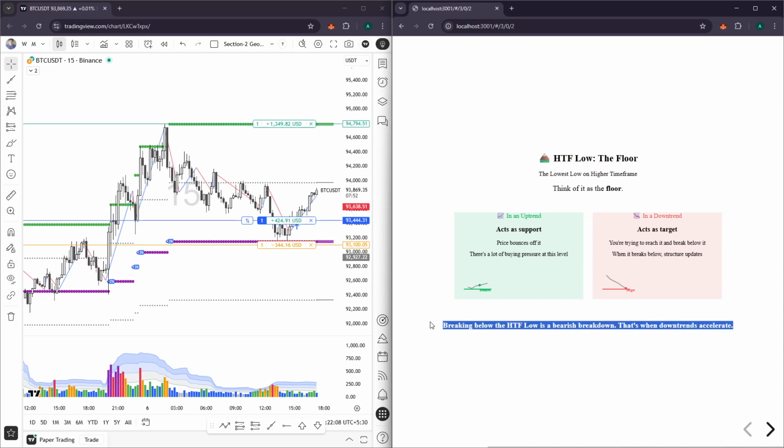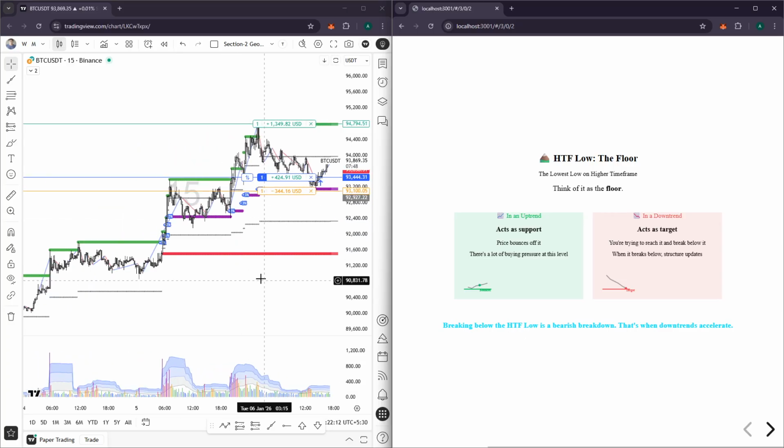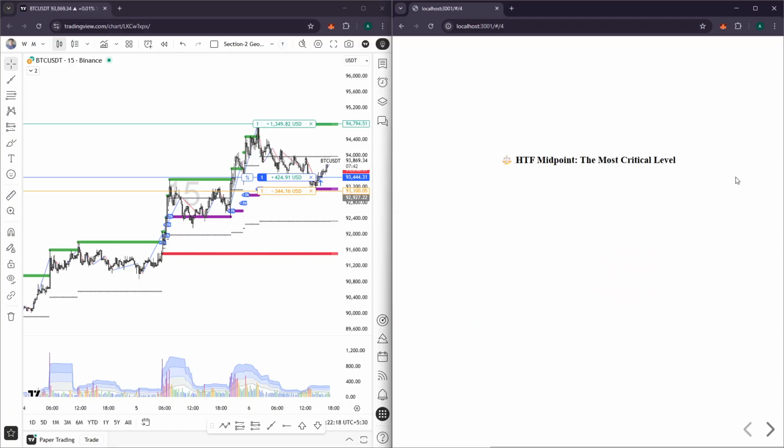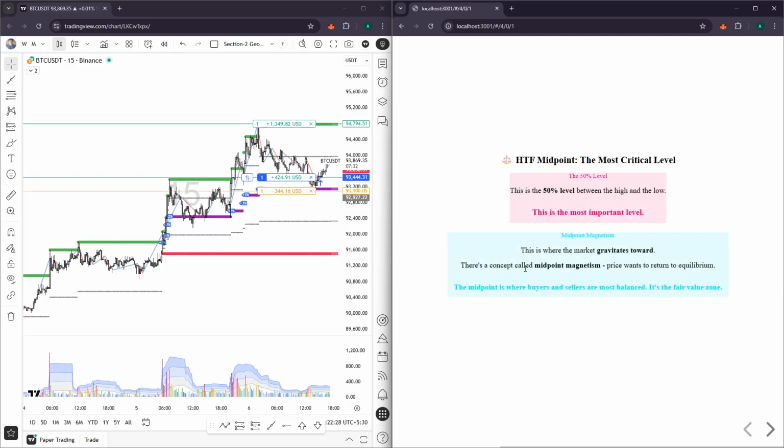That's what we talked about. So when breaking below this HTF low is a bearish breakdown, and that's when downtrends accelerate. Okay, so let's talk about the HTF midpoint, the most critical level. This is the 50% level between the high and the low. This is where the market gravitates towards.